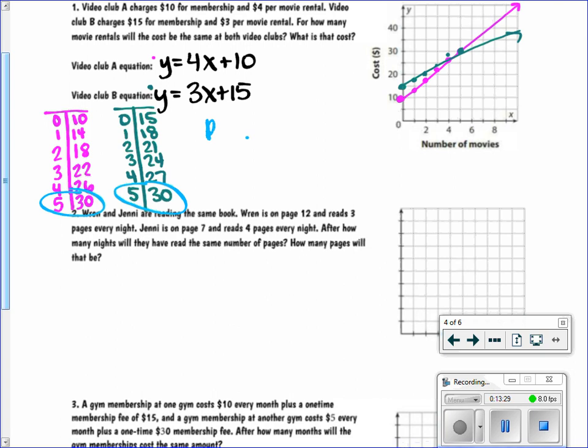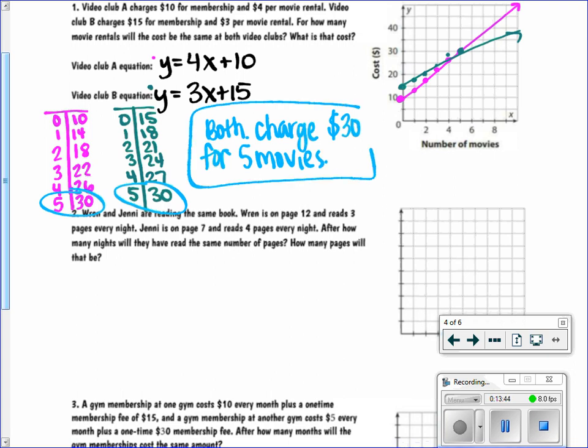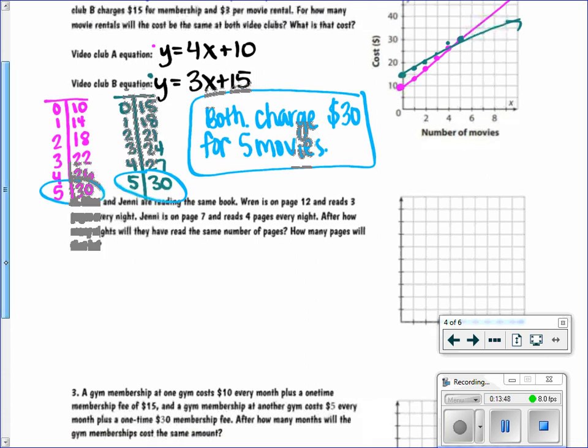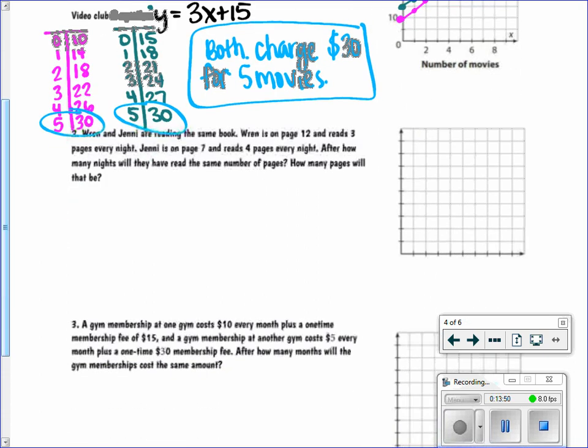5 movies cost how much? So both charge $30 for 5 movies. Okay. Now let's go back to Ren and Jenny.